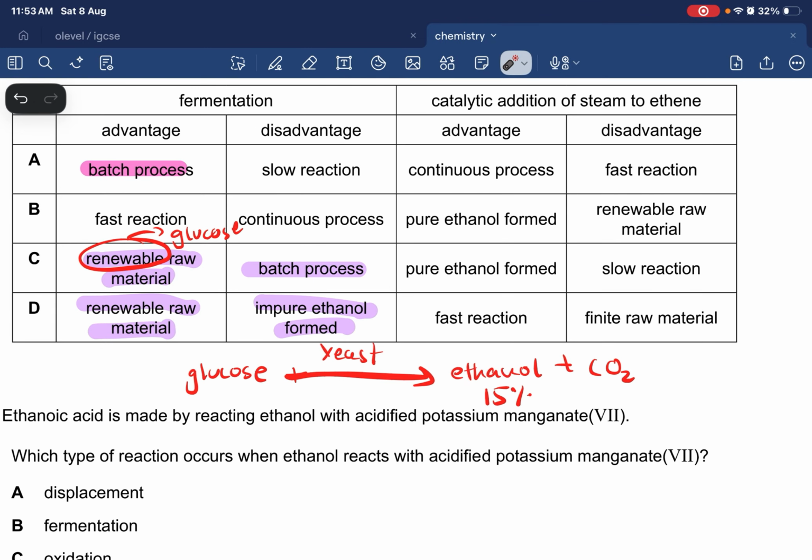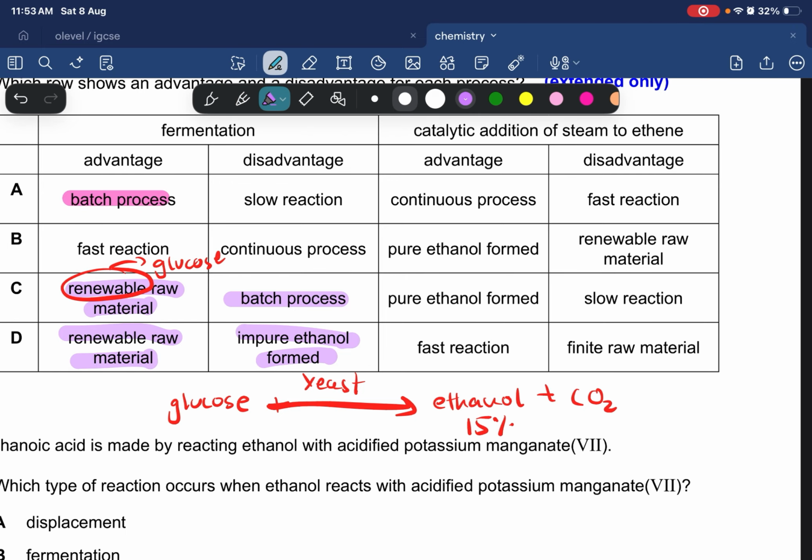So you need to realize that impure ethanol is formed. That's correct. Catalytic addition is going to give you pure ethanol. Yeah, it is pure. That's good. Fast reaction? Yeah, it's very fast as well. Disadvantage, slow reaction? No, it's not slow, it's very fast.